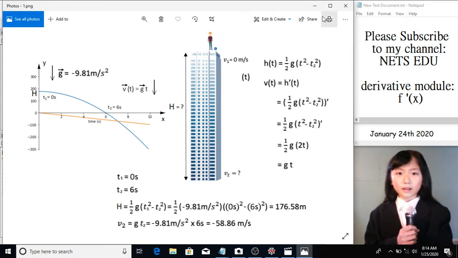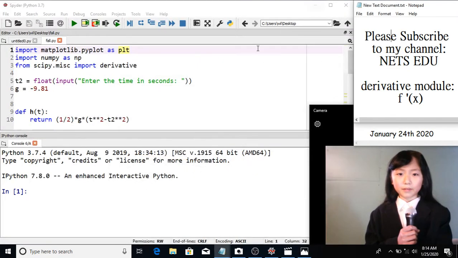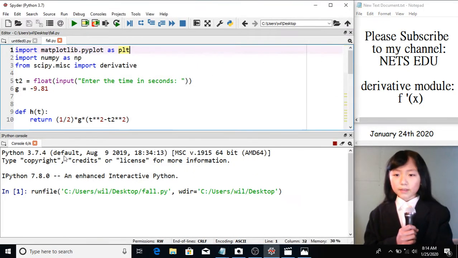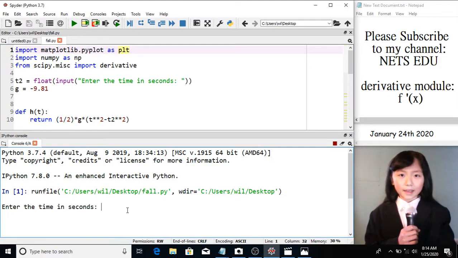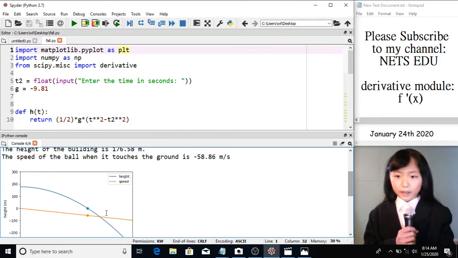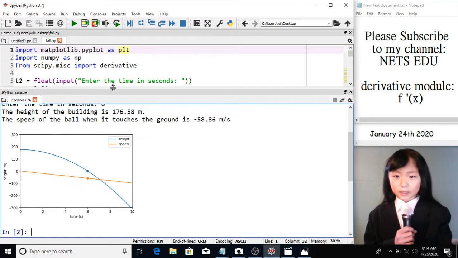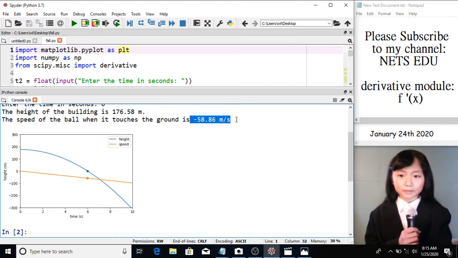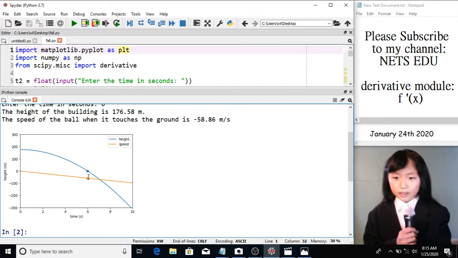Now let's have a look at our Python program. First, I will run this. Enter the time in seconds. In our case, it was 6 seconds. Here it gives us this graph, and the height of the building is over here, and the speed of the ball when it touches the ground is over here. This point is the point at 6 seconds, so we can see that the speed is negative something and the height is 0.